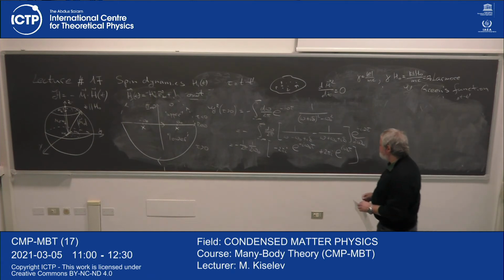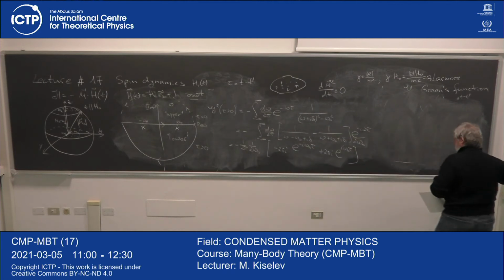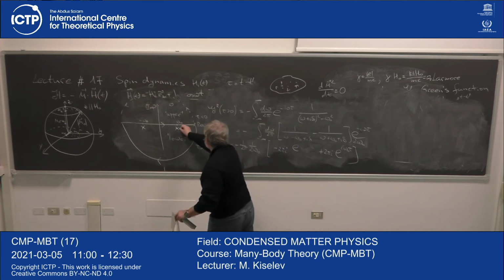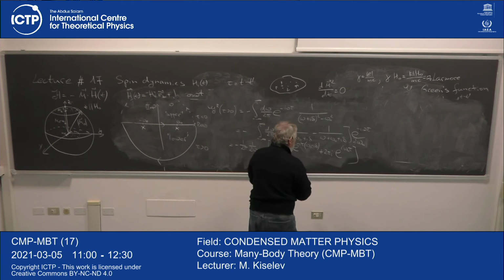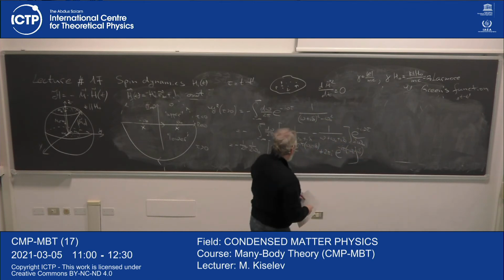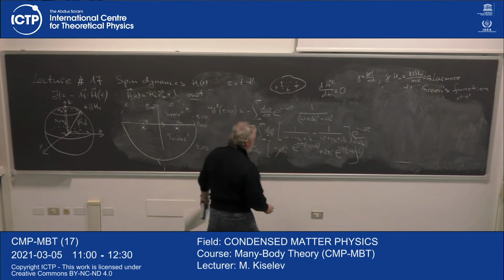Let me do it slightly better. So here, omega is equal to omega naught minus i delta. So this is minus i tau, omega naught minus i delta. And this is minus omega naught minus i delta, minus i tau, minus omega naught minus i delta. Okay, now it's better. First of all, I cancel out 2 pi.